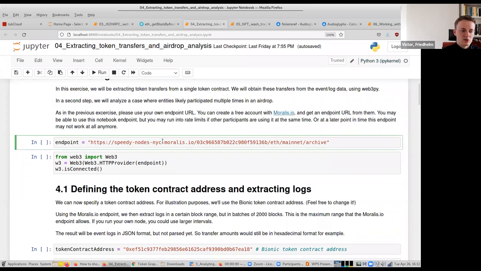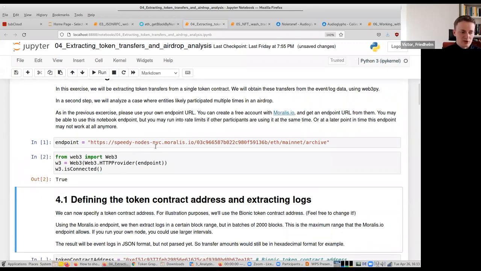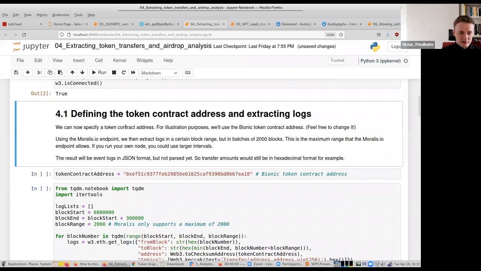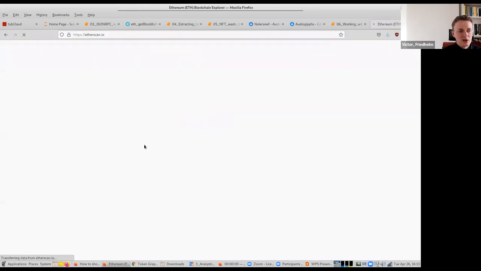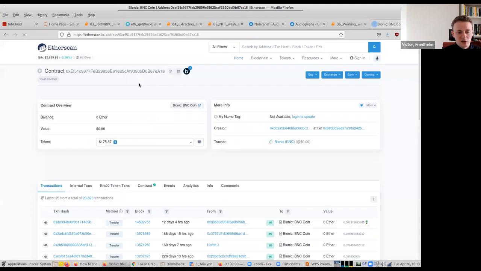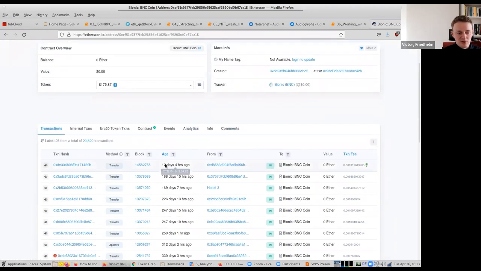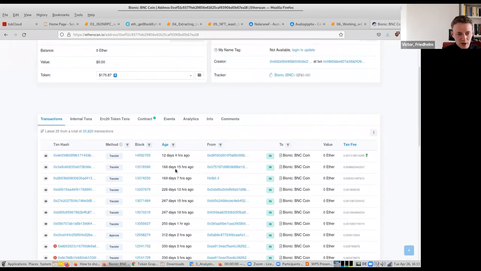So again, we'll just be specifying that endpoint, check if it's running and working. It does. And then we specify a certain contract address, a token contract address. And what I always recommend, by the way, is to use Etherscan to find out interesting things in a live fashion. So you could copy paste that address, go to etherscan.io, and then paste it here and find out, okay, this seems to be a token contract. Its name is Bionic. And there were some transfers even 12 days ago, but most of them are quite some time back.